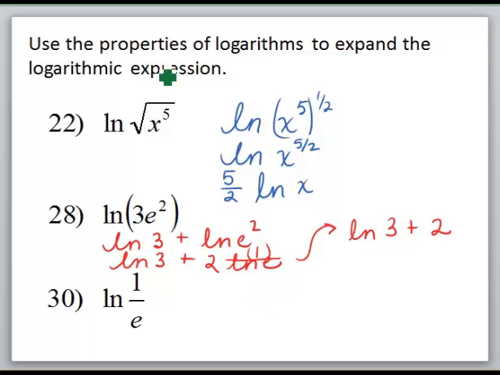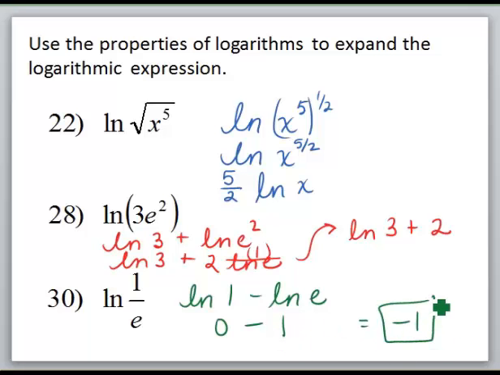The last example on this page uses the rule of division. So we'd say ln of 1 minus the ln of e. We know the ln of 1 is 0, and we know the ln of e is 1. So that means that my answer would just simply be negative 1.